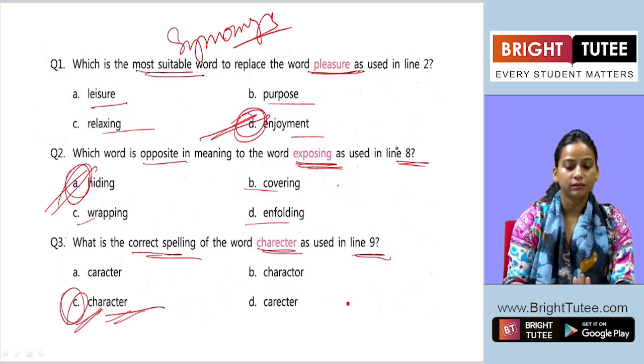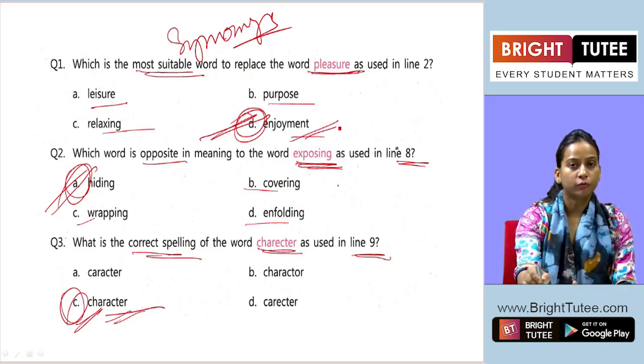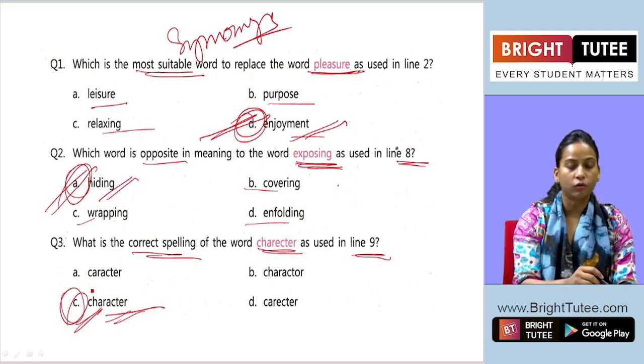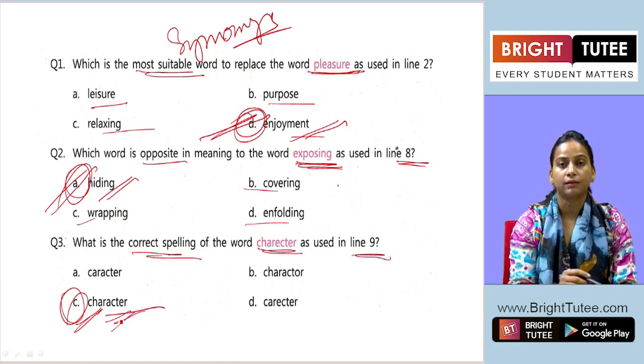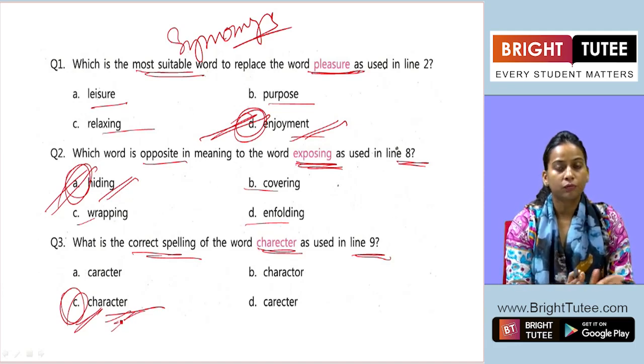So hopefully it is clear. For question 1, option D is the correct one. For question 2, option A, hiding, and for question number 3, option C, character. This was based on the exercise where you were supposed to find out the different errors, and you have to select the appropriate options from the given MCQ.